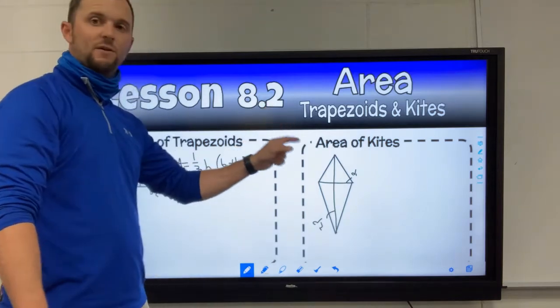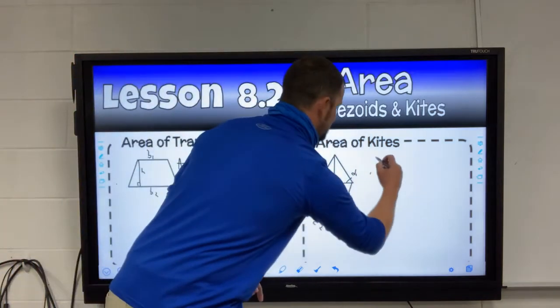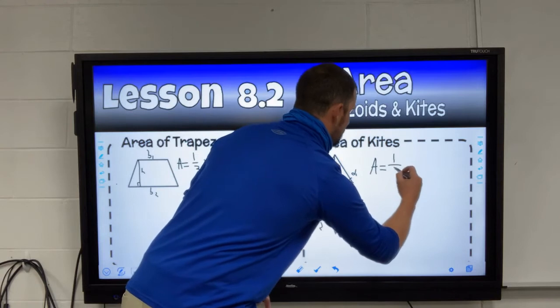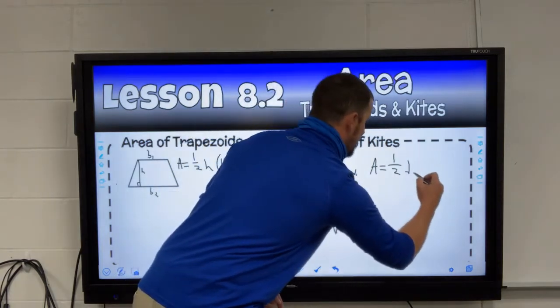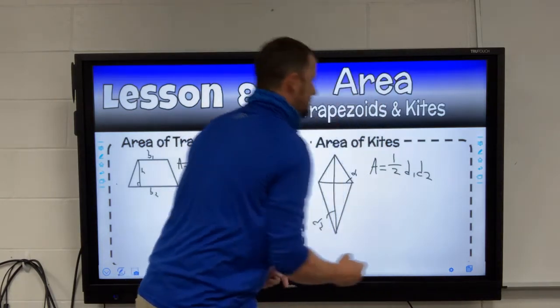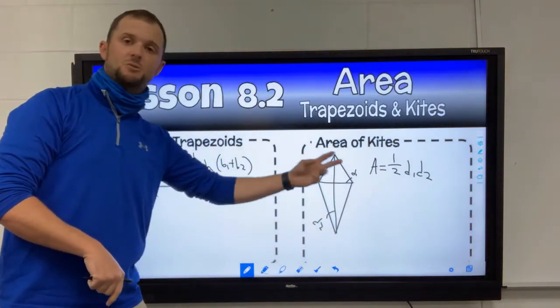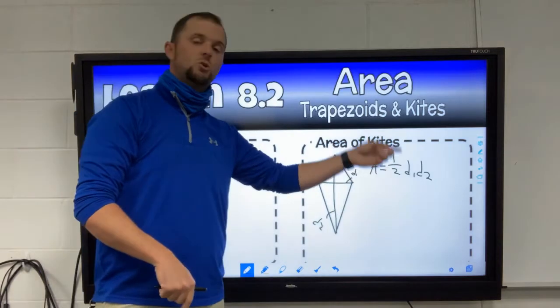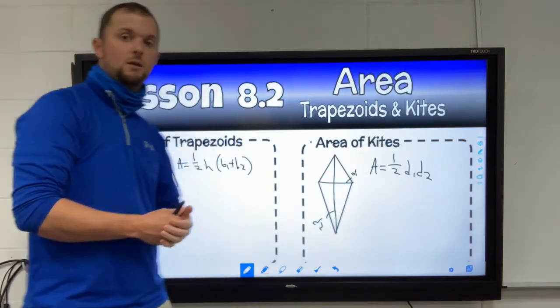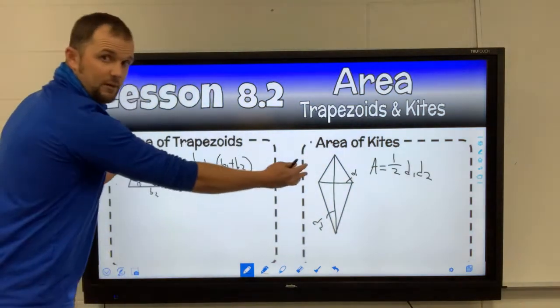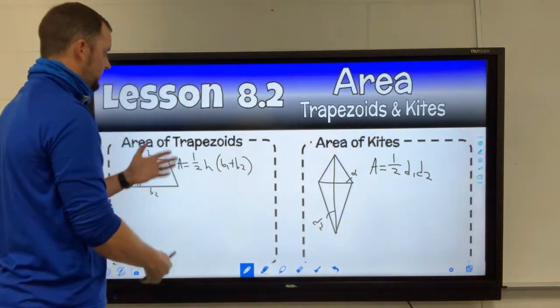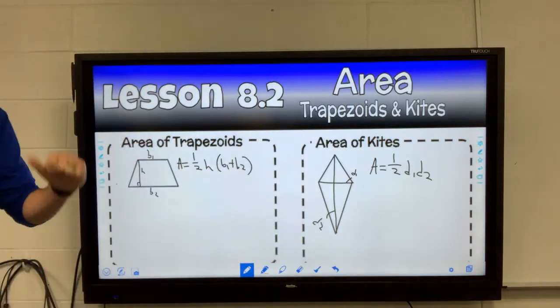And so in order to find the area of a kite, the area is going to be equal to 1/2 diagonal 1 times diagonal 2. So literally, I'm just going to multiply both the diagonals together and then divide it by 2, and that's going to give you the area of a kite. So ladies and gentlemen, these are your two formulas that you're going to use whenever dealing with a trapezoid and a kite. So let's jump into that.